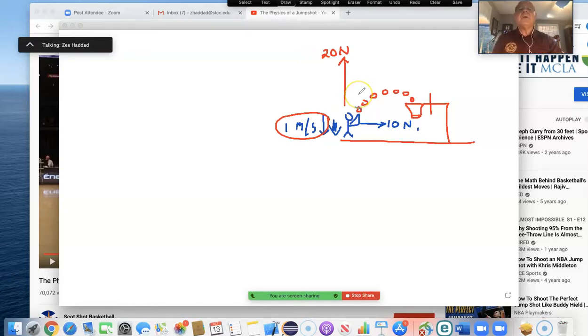Compare that to what Stephen did. Stephen only had to push a force in this direction of 5 Newton, where Derrick Rose has to push 4 times that number. Let's take a look and see what happens with his jump shot.